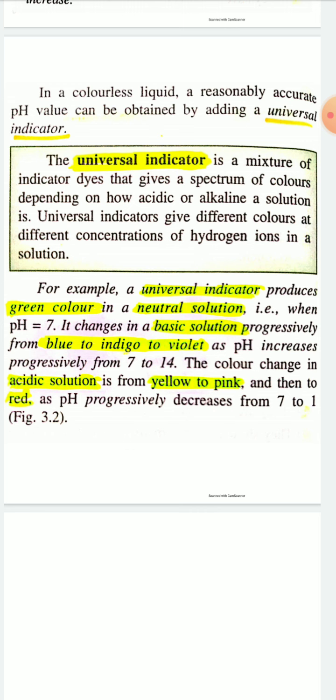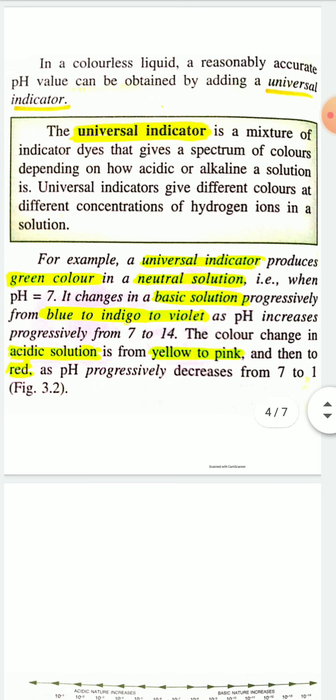Similarly, for basic solutions, the color of the universal indicator changes from blue to indigo to violet as pH increases progressively.